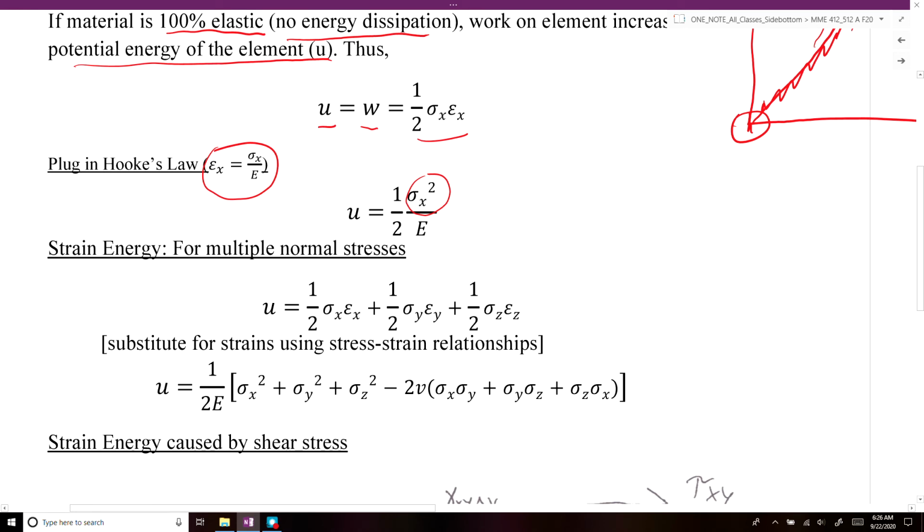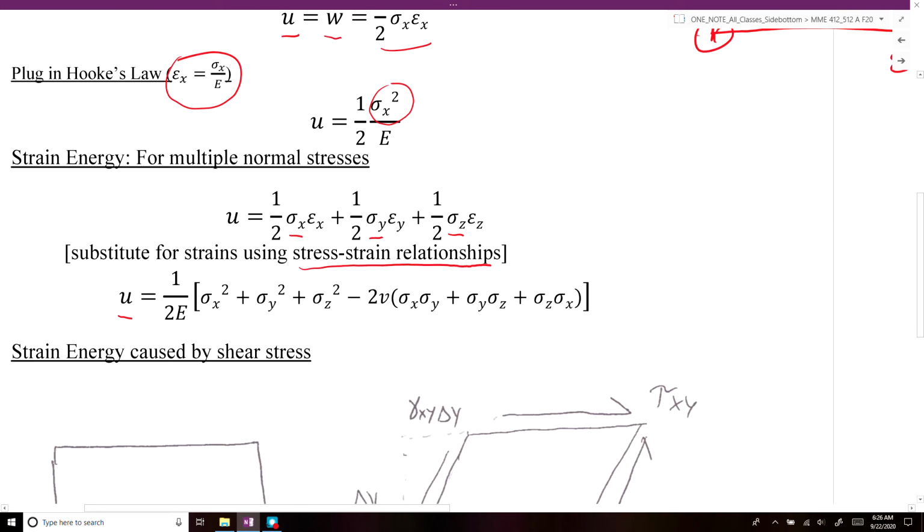We can calculate the strain energy when we have multiple stresses being applied to our stress element. In this case, we have triaxial stress: sigma x, sigma y, and sigma z. Using the stress-strain relationships we've established in Chapter 1 and during the first few lectures of the course, we can plug those in and get the total potential energy due to our normal stresses sigma x, sigma y, and sigma z, in terms of just the elastic modulus and v. So we've eliminated the shear terms from this equation.